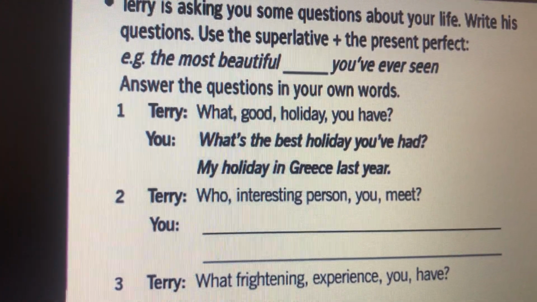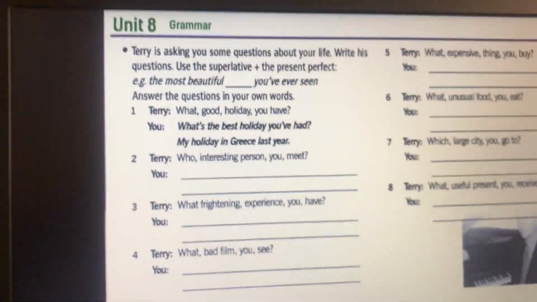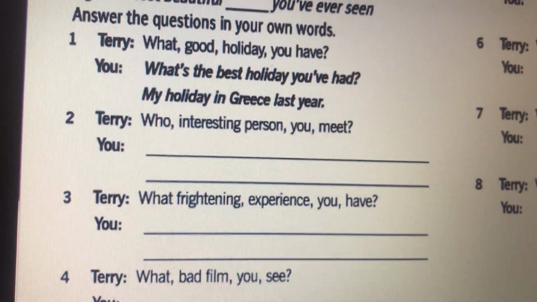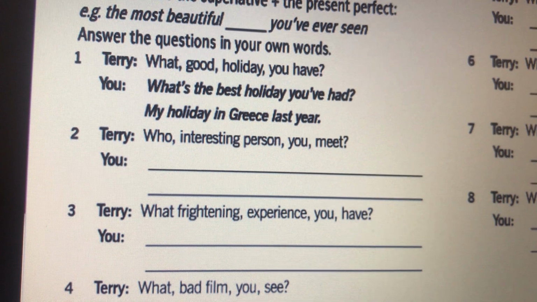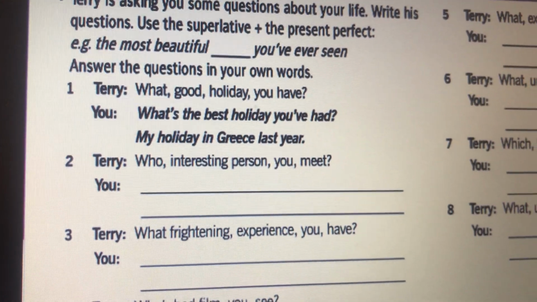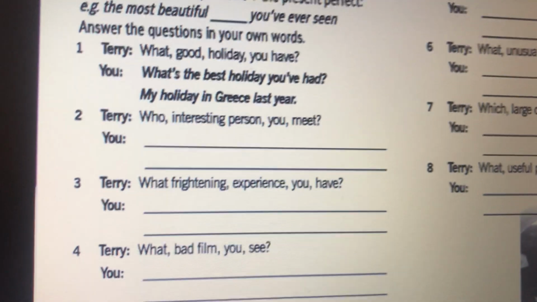Not like others or other things. Okay, let's see number 2. Who interesting person you meet? It should be like this.